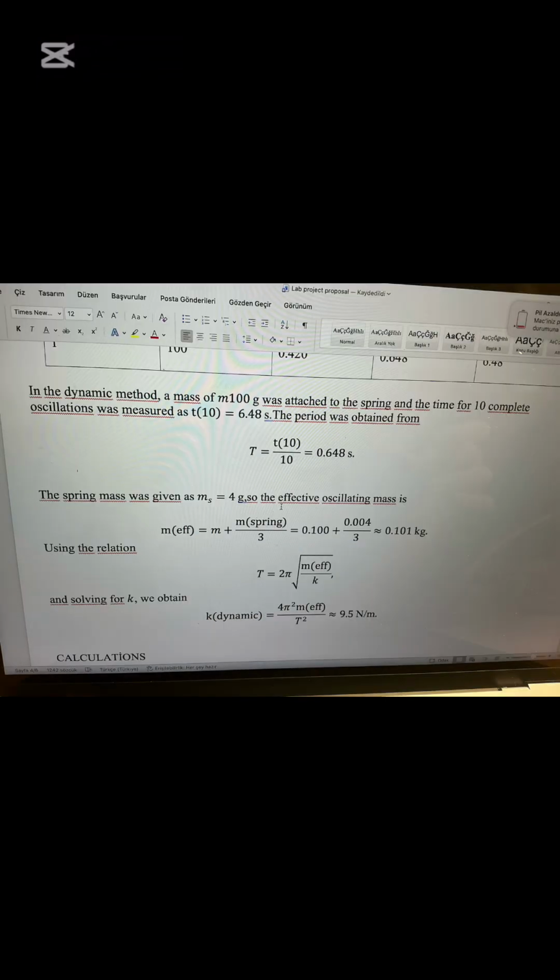Now finding the spring constant with our dynamic method is not going to be that easy. Our formula here is 4 times pi squared times m effective over T squared. And m effective, as you can see, is m plus m spring over 3. And if you know our T, the formula gives us 9.5 for k dynamic.